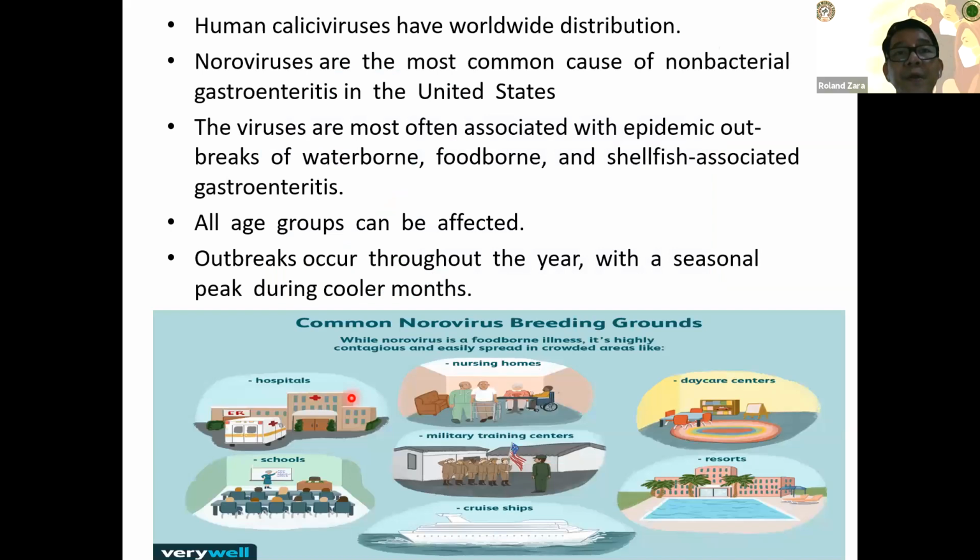So, human calicivirus worldwide distribution. Noroviruses are the most common cause of non-bacterial gastroenteritis in the United States, and the viruses are most often associated with epidemic outbreaks, waterborne or foodborne and shellfish-associated gastroenteritis. All age groups can be affected, but especially adults. Outbreaks occur throughout the year with a seasonal peak during cooler months.